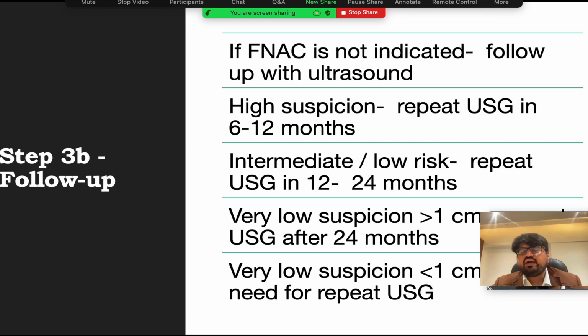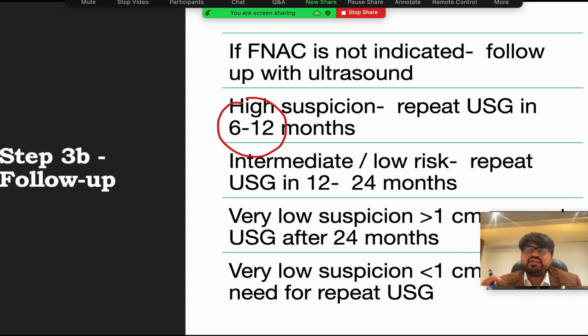Right? Now, what happens if you do an FNAC and the FNAC is benign? Then what do you do? This is a common scenario. In 95% of cases you will subject the patient to an FNAC, but the FNAC is benign. So how do you follow up this patient? If FNAC was not indicated in the first place, you just follow up with ultrasound if necessary. If you have high suspicion, then you ask the patient to come back after 6 to 12 months.